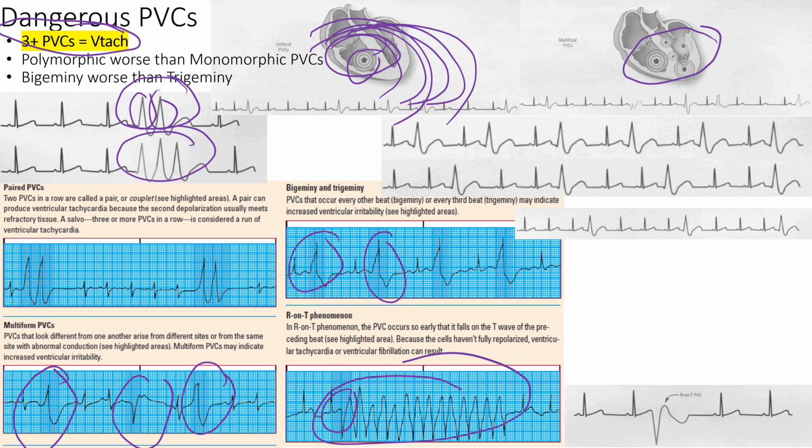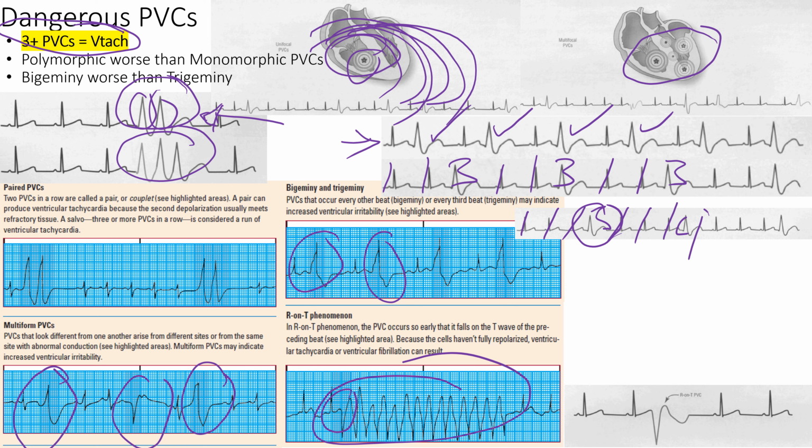So this rhythm right here, you can see every other beat. That's bigeminy. So bigeminy versus couplets, you can kind of see the difference. A couplet is just a pair, whereas bigeminy is a pattern where it's every other beat. This is every other second beat. So it's 1, 2, trigeminy, 1, 2, trigeminy, 1, 2, trigeminy. And here's 1, 2, 3. And there's a little quadrigeminy, 1, 2, 3, quadrigeminy, right? So that's a way to tell a difference with PVCs. There are different characteristics of PVCs.